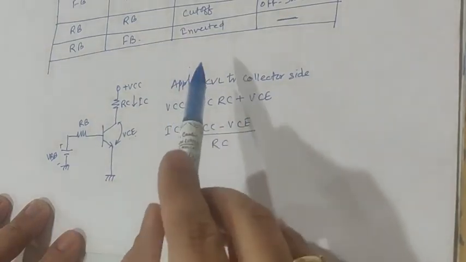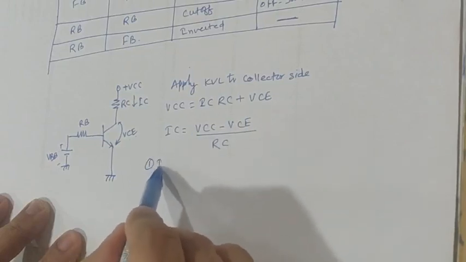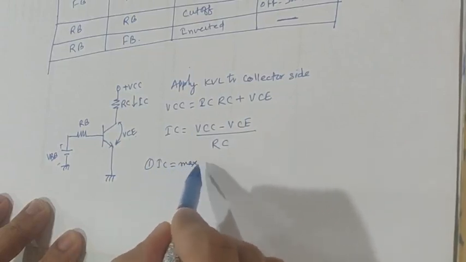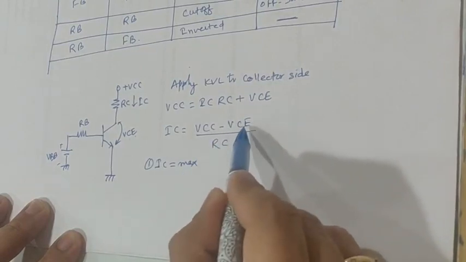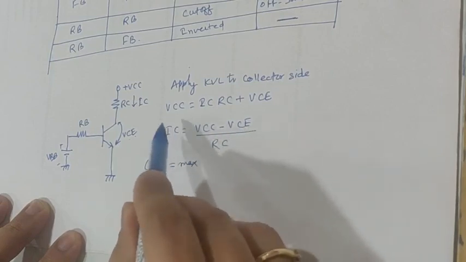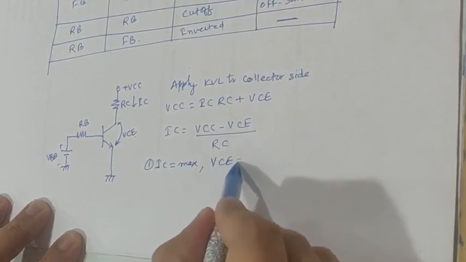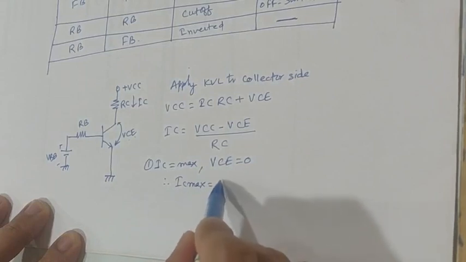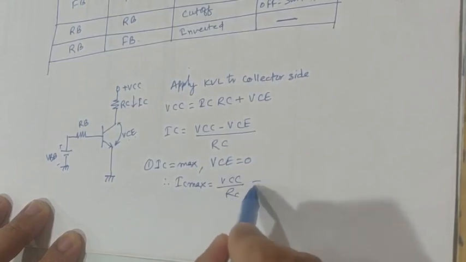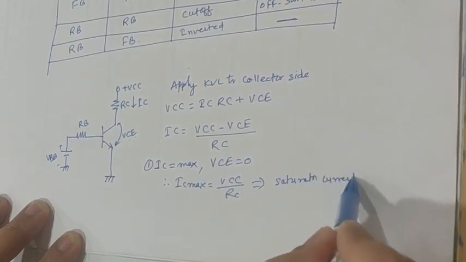Now see here, we want IC to be maximum and we want IC to be 0. So let us have the first case where I want IC to be maximum. If IC is to be maximum, the value of VCE should be 0, right? So I put VCE equal to 0. Therefore the IC max that I can get is VCC upon RC, and that is called the saturation current value.